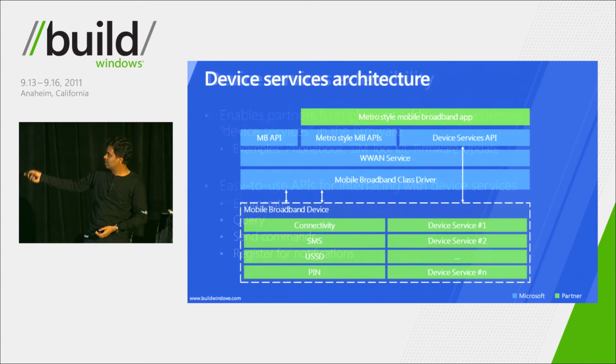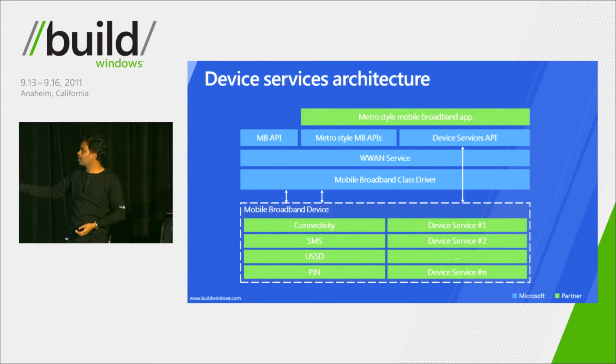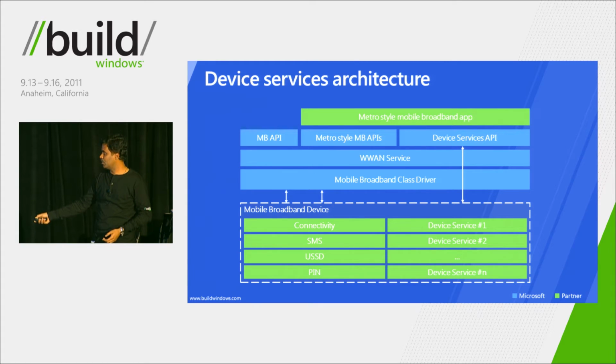So before closing this off, quickly let me walk you through this device services architecture. So here you have the mobile broadband device, and the green boxes inside the device are the standard services that we have modeled.